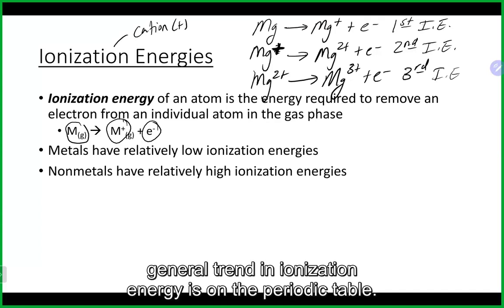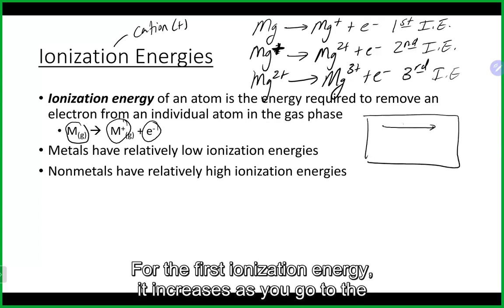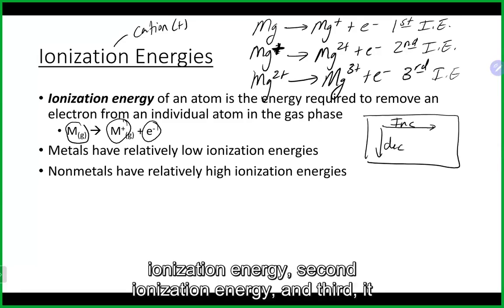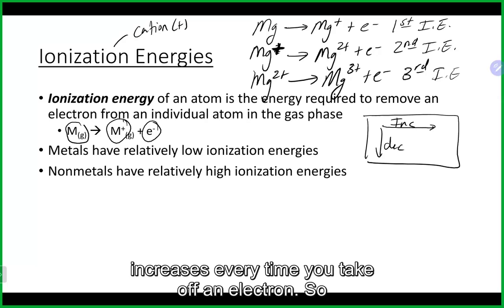So the general trend in ionization energy on the periodic table is, for the first ionization energy, it increases as you go to the right and decreases as you go to the left. And between first ionization energy, second ionization energy, and third, it increases every time you take off an electron.